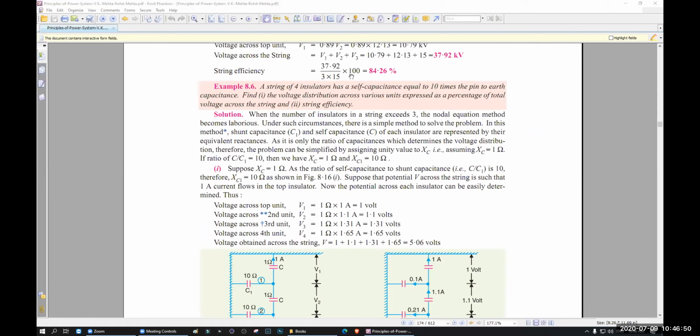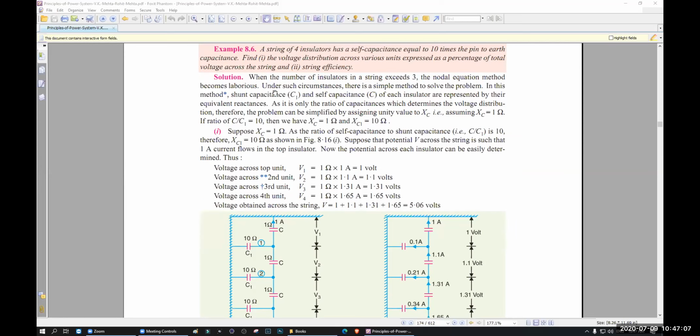Okay. Now the 8.6, they said a string of 4 insulators has a self-capacitance equal to 10 times the pin to earth capacitance. That means the self is 10 times the pin to earth, that means shunt. Pin to earth means shunt, right? That means your C is actually 10 times the C1. What is your K then? So from here we can say C1 is equal to 1 over 10 C. So this is your K actually.